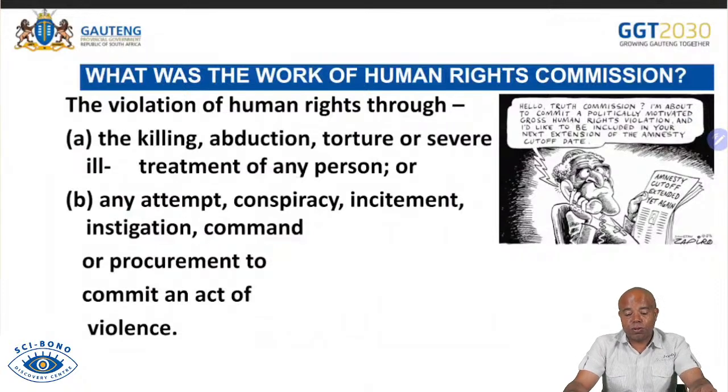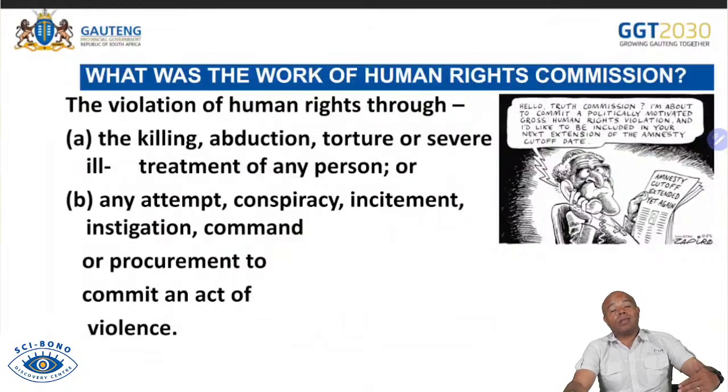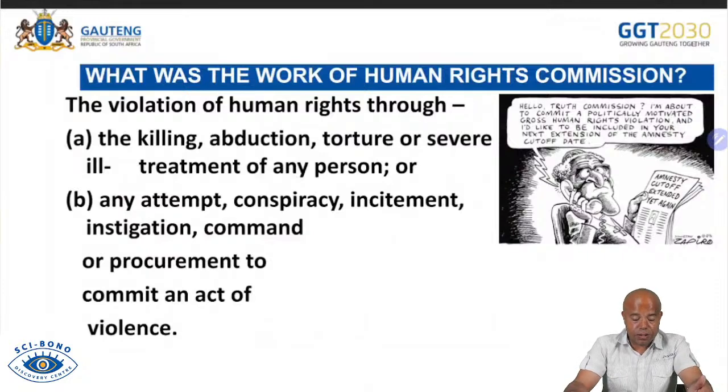Now, what is Desmond Tutu saying here in the caption? "Hello, Truth Commission, I'm about to commit a politically motivated gross human rights violation, and I'd like to be included in your next extension of the amnesty cutoff date." "Amnesty cutoff date extended yet again." So it means the cutoff date was extended not once but numerous times.